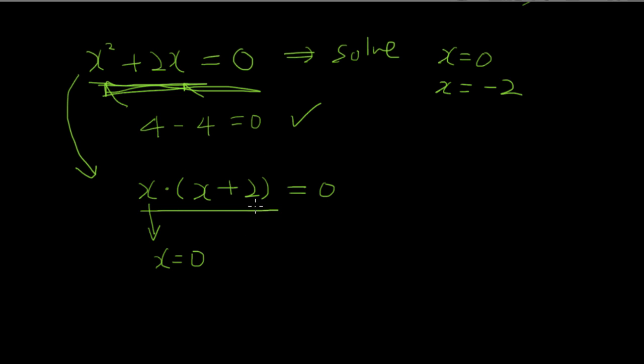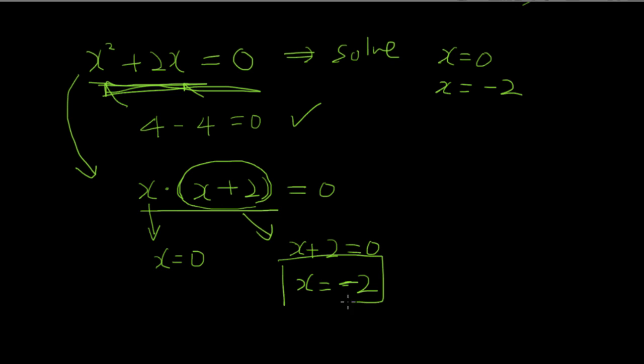Another solution would be whenever that equals 0. So when do we have x plus 2 equals 0? X plus 2 equals 0, x equals negative 2, right? So that's another solution, with these two solutions right away.